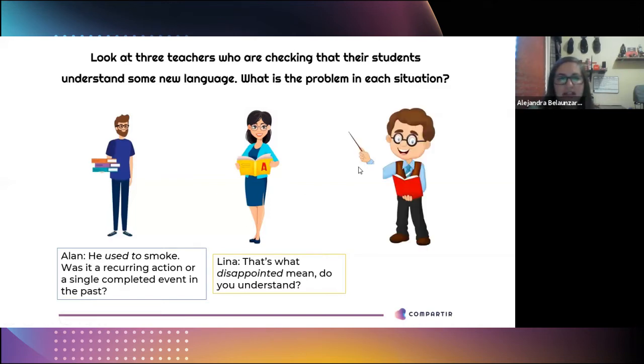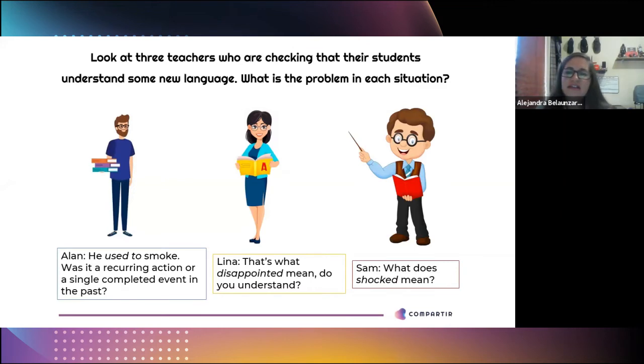And we have finally this teacher, Sam, sorry. And Sam says, what does shocked mean? Do you think that this is a good way for checking understanding? If I ask my students, what does shocked mean? It's a little better. You say, what do you think? What inconvenience do you see in this way of checking understanding?